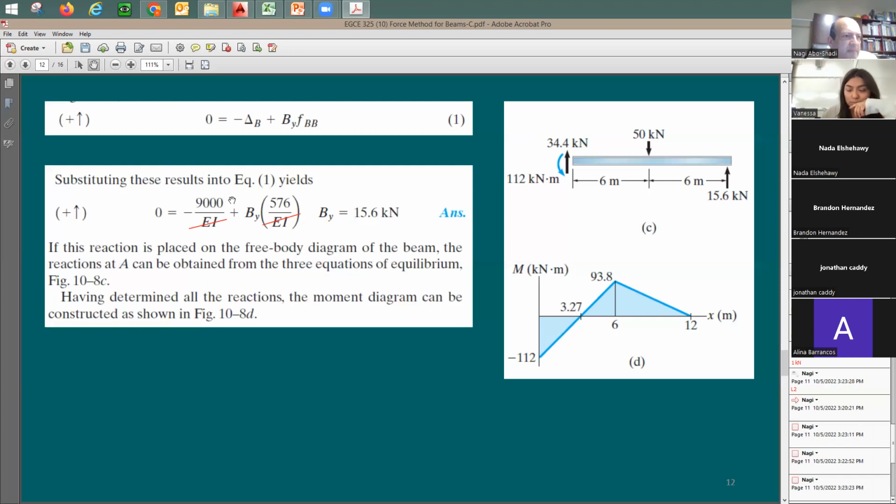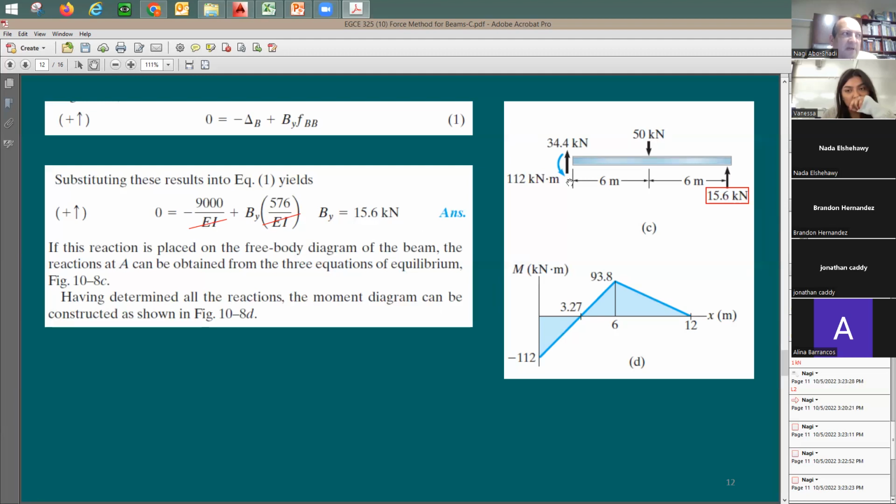So based on this equation, in the primary system, you put the loads, you get deflection of 9,000. You put 1 kip to push up, you get 576. How many kips it needs to bring this back to be flat is going to be equal to 15.6, which is 9,000 divided by 576. You see, now you have this solved for you, right? Now you have this reaction, 15.6 kilonewton.